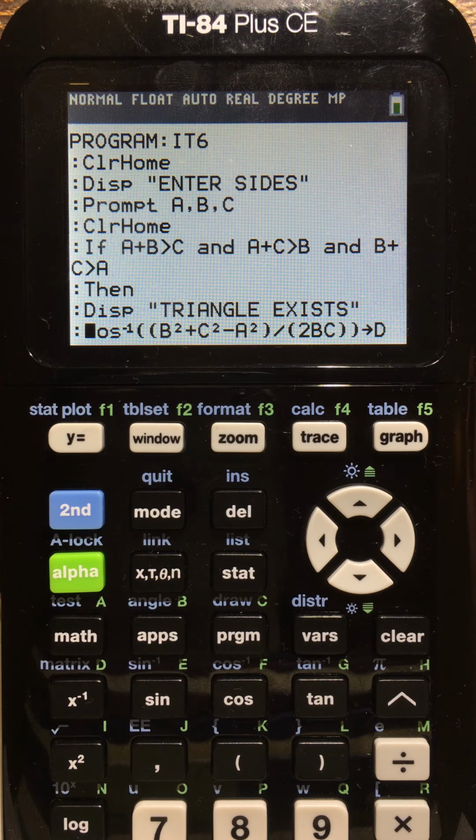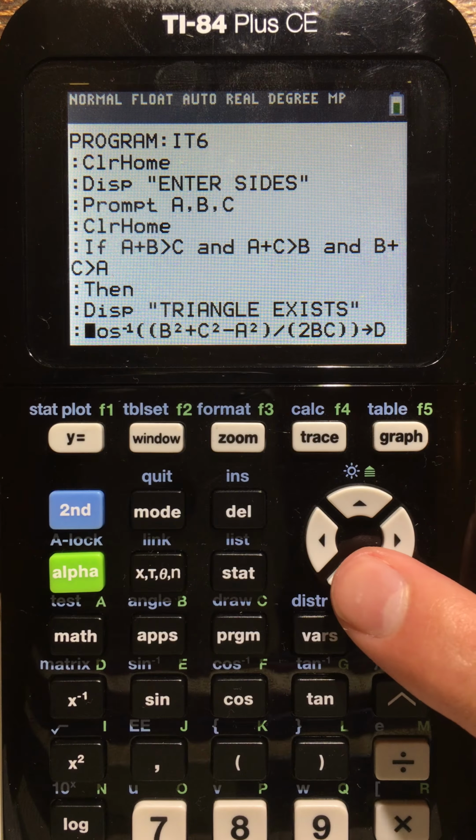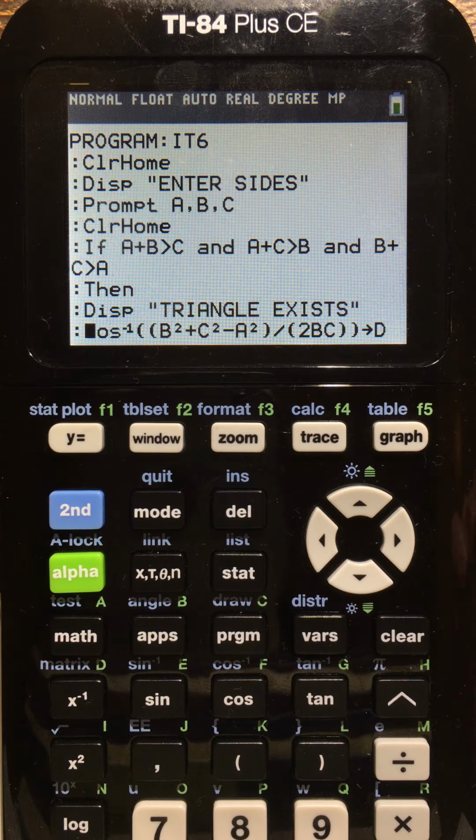So the purpose of this program is to take three numbers inputted by the user and determine whether or not they can be the sides of a triangle. And if they can be, then it solves for the angles of the triangle and the area, and determines what classification the triangle is. So after clearing home, the calculator prompts three numbers to be used as the sides of the triangle.